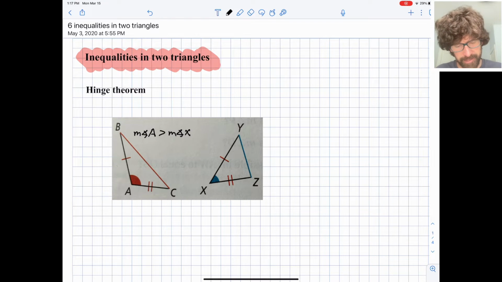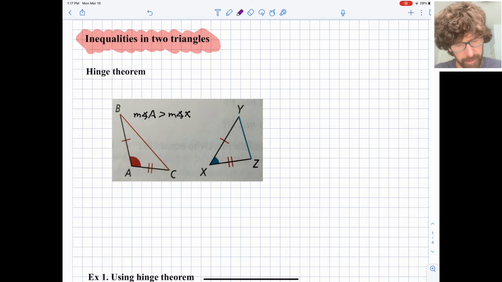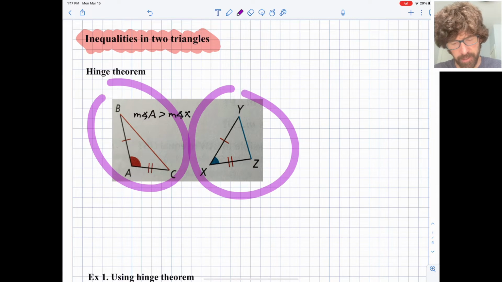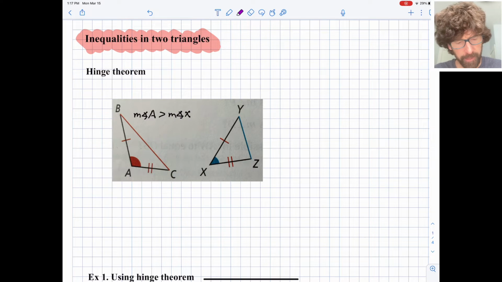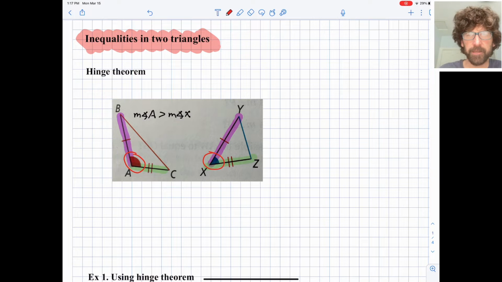So the hinge theorem says this: if we have these two triangles, triangle ABC and triangle XYZ, and if we know a few different things, we need to have two pairs of congruent sides. So what I'm going to highlight in purple, and then what I'm highlighting in green. And then secondly, we need to know something about the angles connecting those two sides. If you've worked with triangle congruency, this is called a side angle side scenario, but you may not have worked with triangle congruency yet.